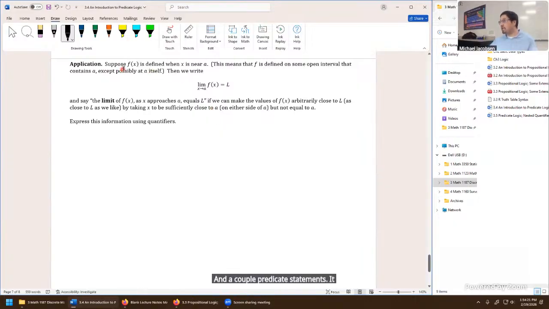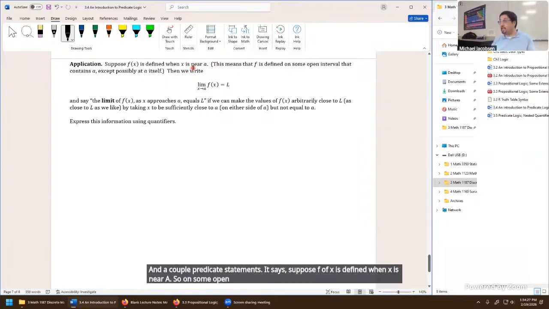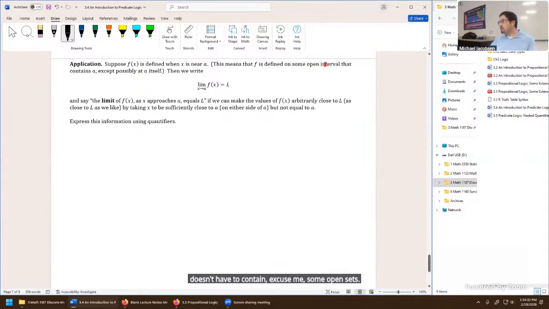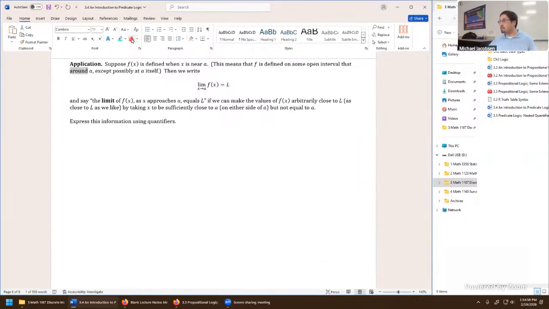It says, suppose f of x is defined when x is near a. So on some open interval that contains a, except possibly at a itself. Hang on, that statement seems weird at the moment. Defined when x is near a means that f is defined on some open interval around a, except possibly at a itself.